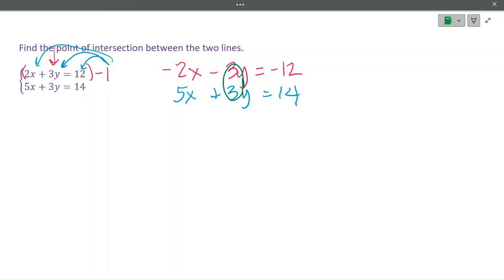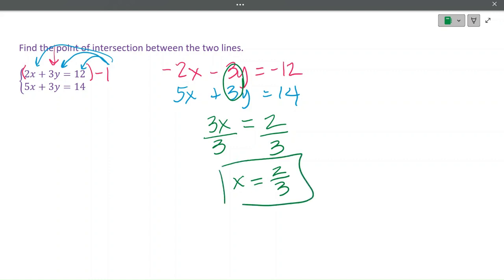And now let's combine the rest of our like terms. We have 5x minus 2x, which is 3x, and we have 14 minus 12, which is 2. I'm going to isolate x by dividing by 3 on both sides, and we end up with an x value of 2/3.